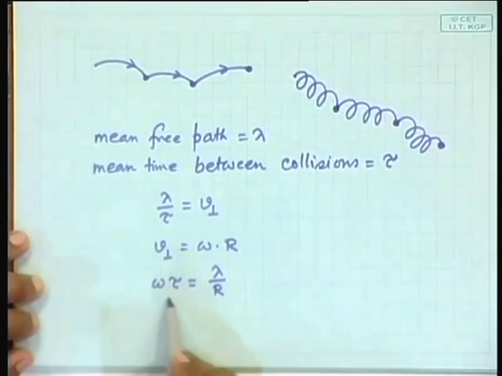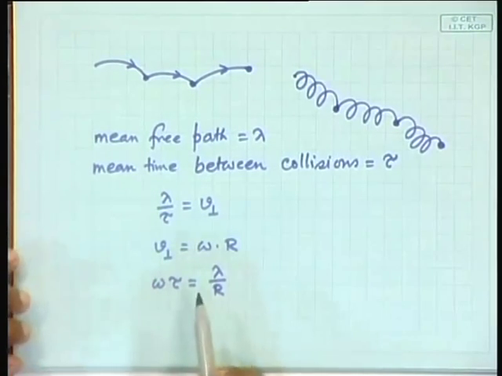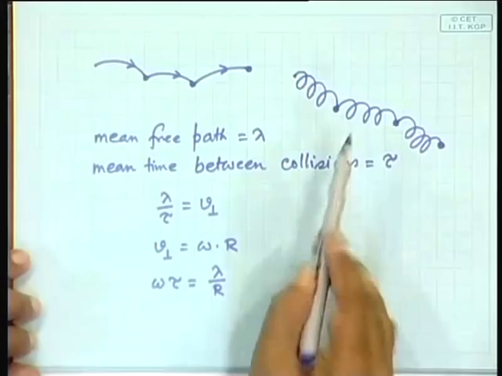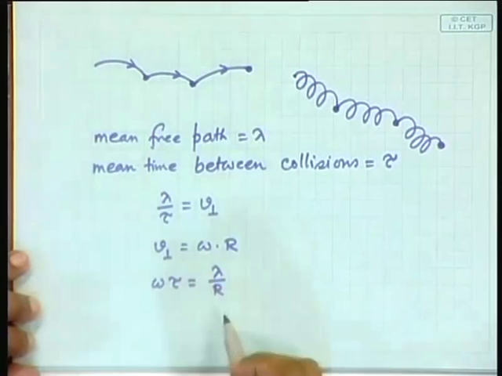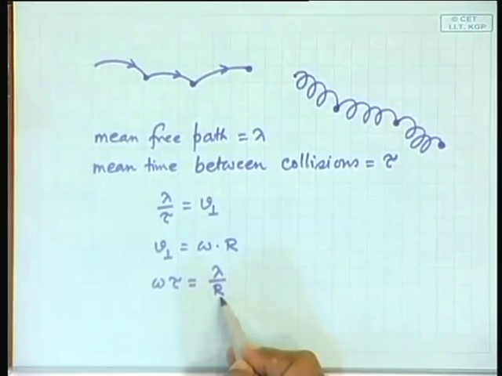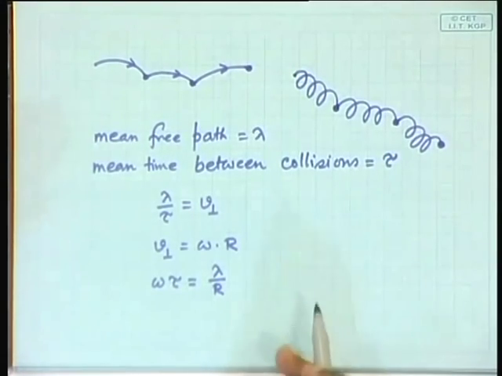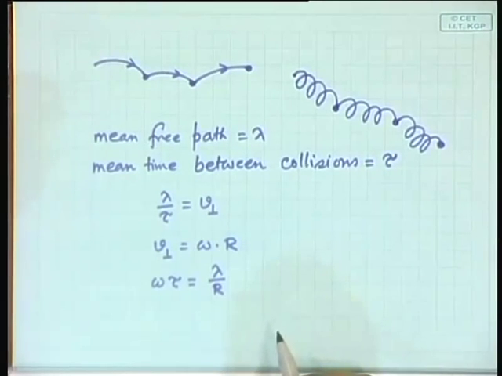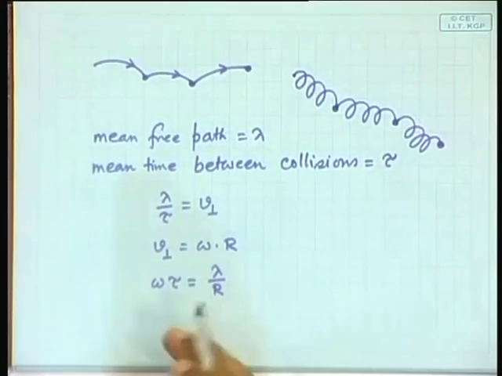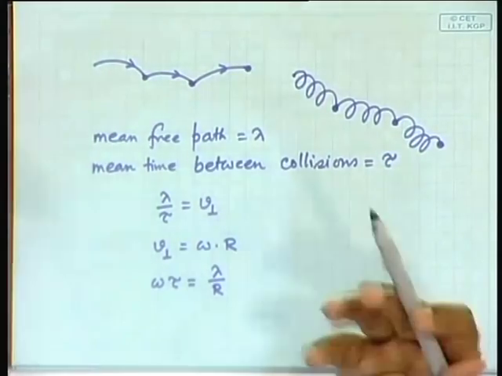Fine. Now you notice that this term omega tau is what actually makes the distinction between this type and that type. If omega tau is large, that means the mean free path is far larger than the radius, then it will be this type. If it is small, then it will be this type. Okay. So, the omega tau is the quantity that we normally use in order to distinguish between the types of motion. These are all averages.